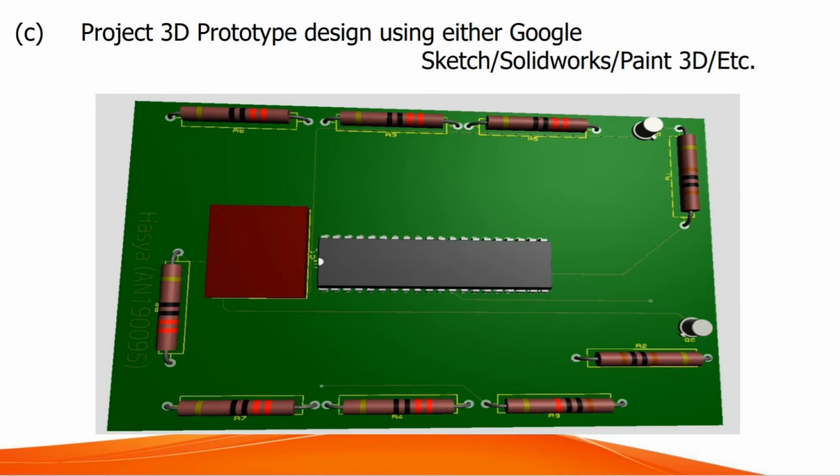Now I will go to the project 3D prototype design that uses the schematic diagram drawn in 2A. It has 9 resistors, 2 push buttons, LEDs, and a PIC controller.